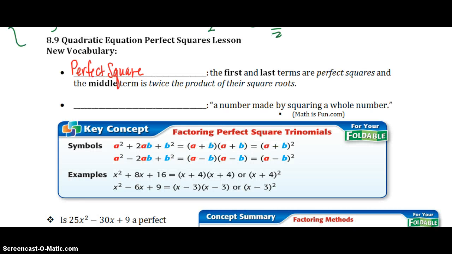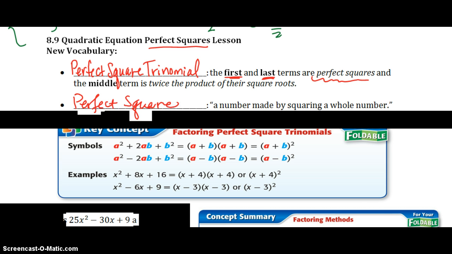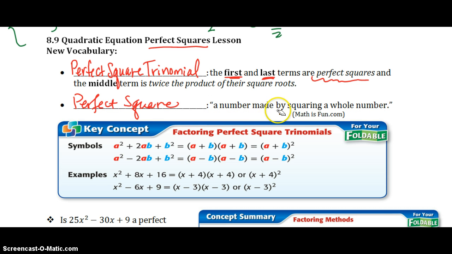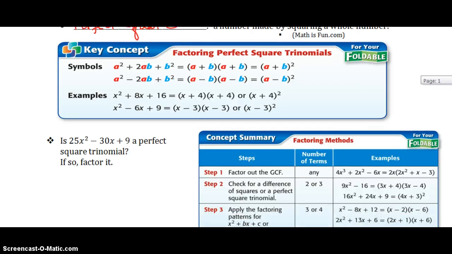Okay, in section 8.9, quadratic equations with perfect squares is our lesson today. So a perfect square trinomial means it's going to have 3 terms, and the first and the last term are going to be perfect squares. Now, what is a perfect square? A perfect square is a number made by squaring a whole number. Okay. It'll be easier to see once we get into working the problems.